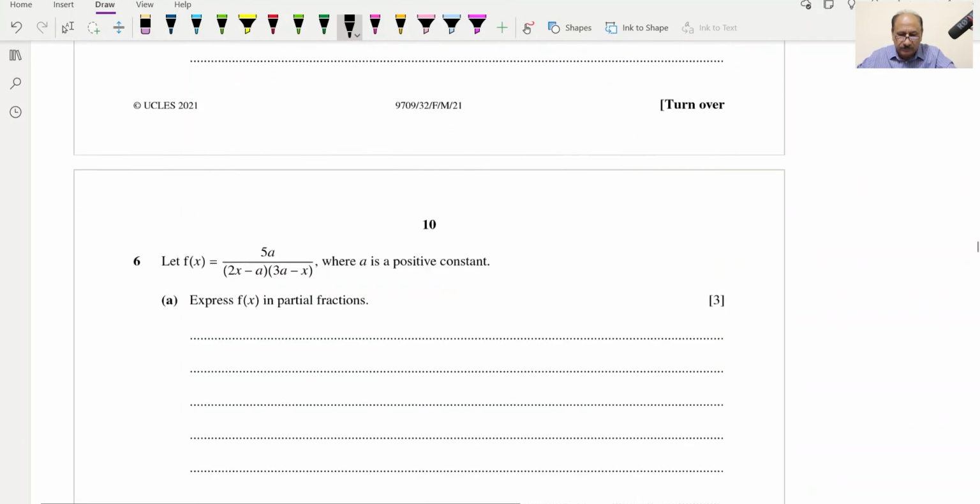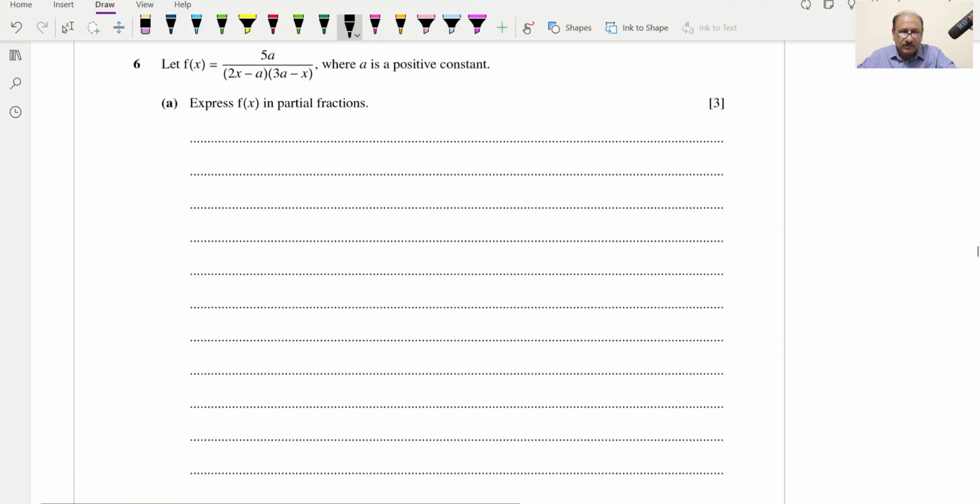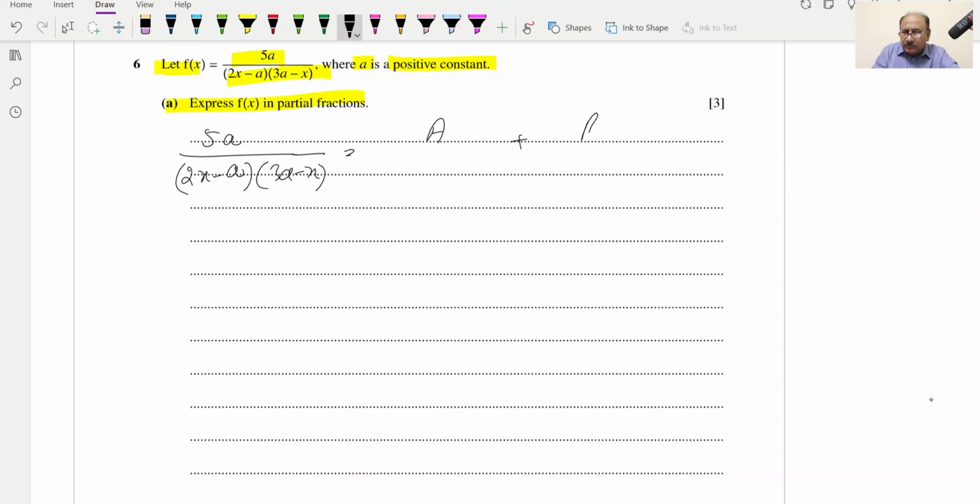Hopefully you understood this. Now we can move to question number 6, and question number 6 is partial fractions. F of x is provided where a is a positive constant. Express f of x in partial fractions. So 5a over 2x minus a into 3a minus x, we can write as a over 1 factor 2x minus a and b over the other factor 3a minus x.